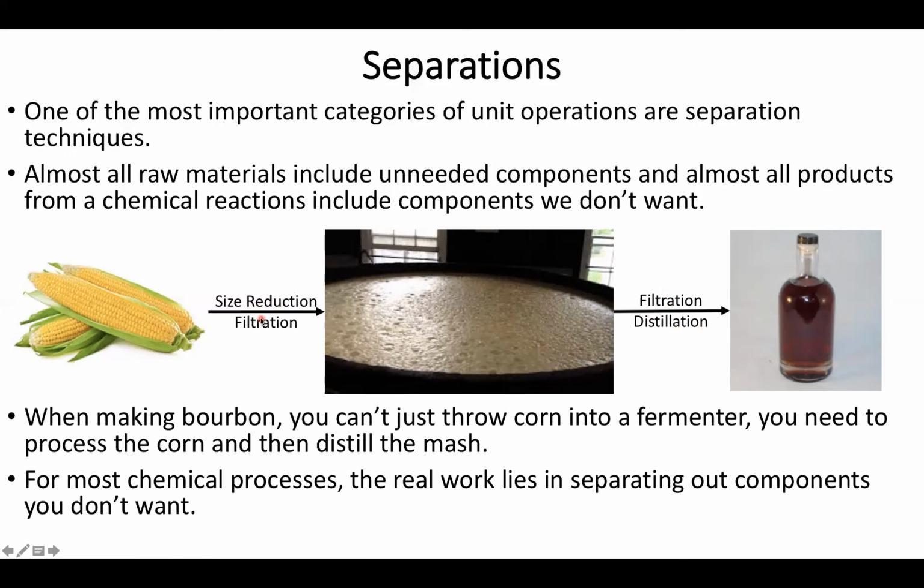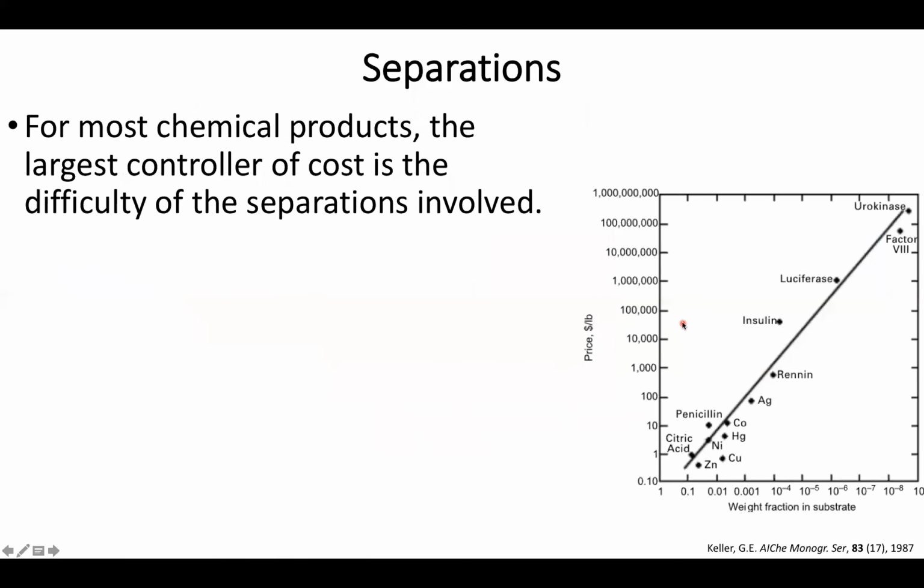And again, what this really helps illustrate is that in most chemical processes, most of my real work is actually going to be in separating out the components. So for example, it's going to be these filtrations, which is hard, and distillation, which is very tricky. Because if you get the distillation wrong, well, that's how you get moonshine that turns you blind. And it turns out that separations are perhaps one of the biggest factors in the cost of chemicals.